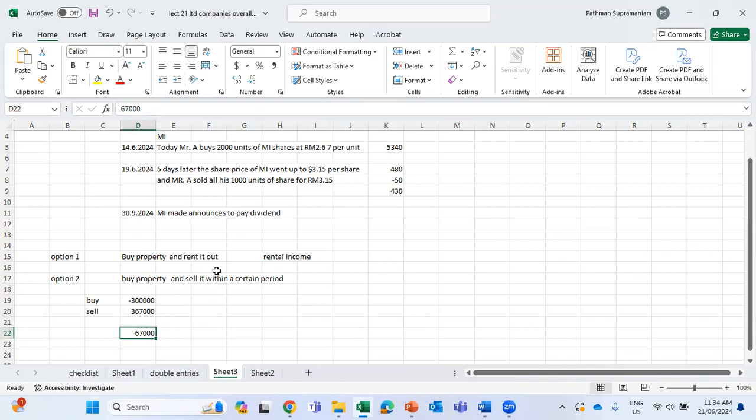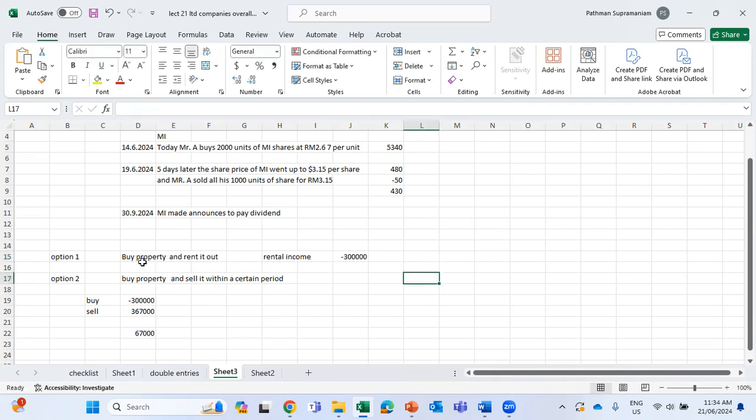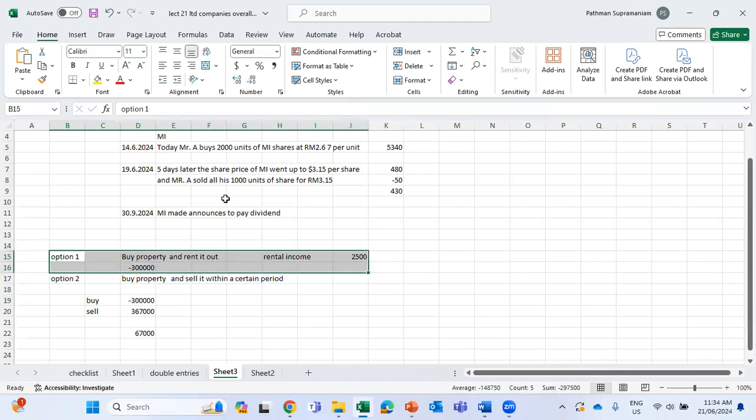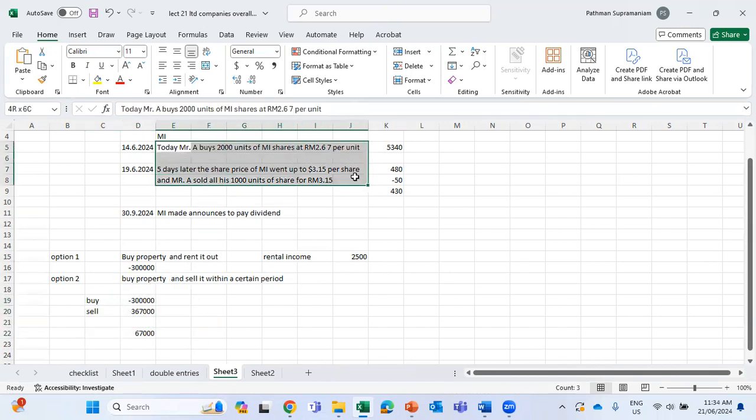You cannot, because you don't own the property anymore. But if you buy a property for 300,000 and then you rent it out, you get rental income of 2,500. You will continue to get rental income as long as the property is yours. Okay, so this option is the same as dividend. As long as you have the shares, company will pay you dividend if you qualify. But when you buy and sell the shares already, you are no longer the owner of the property.